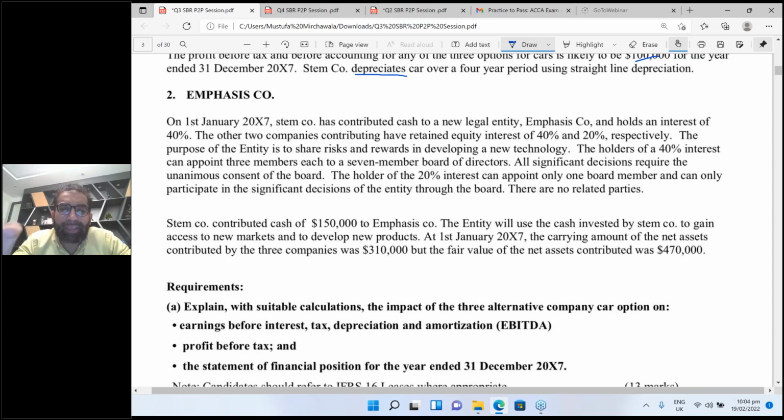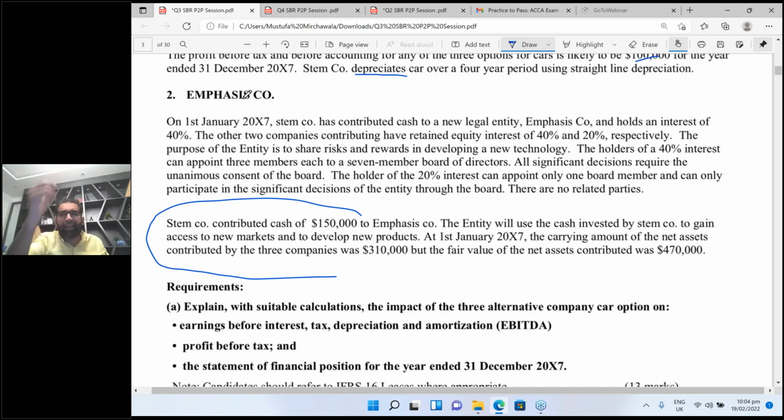there are two parts of this question. One is about whether this is joint venture or not, and the second thing is some new thing here. I'll explain you, don't worry. On 1st January X7, STEM company has contributed cash in a new legal entity, separate legal entity, that is Emphasis Company. Emphasis Company holds an interest of 40%. That means STEM company owns 40%. Okay.